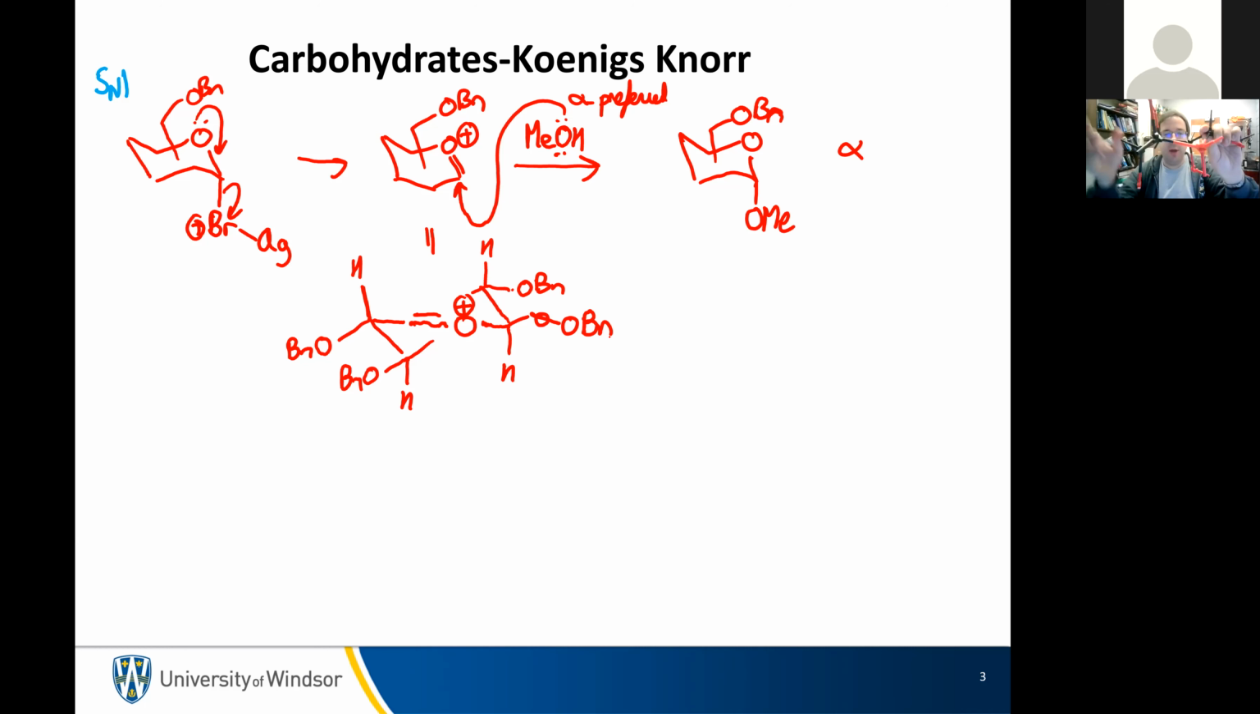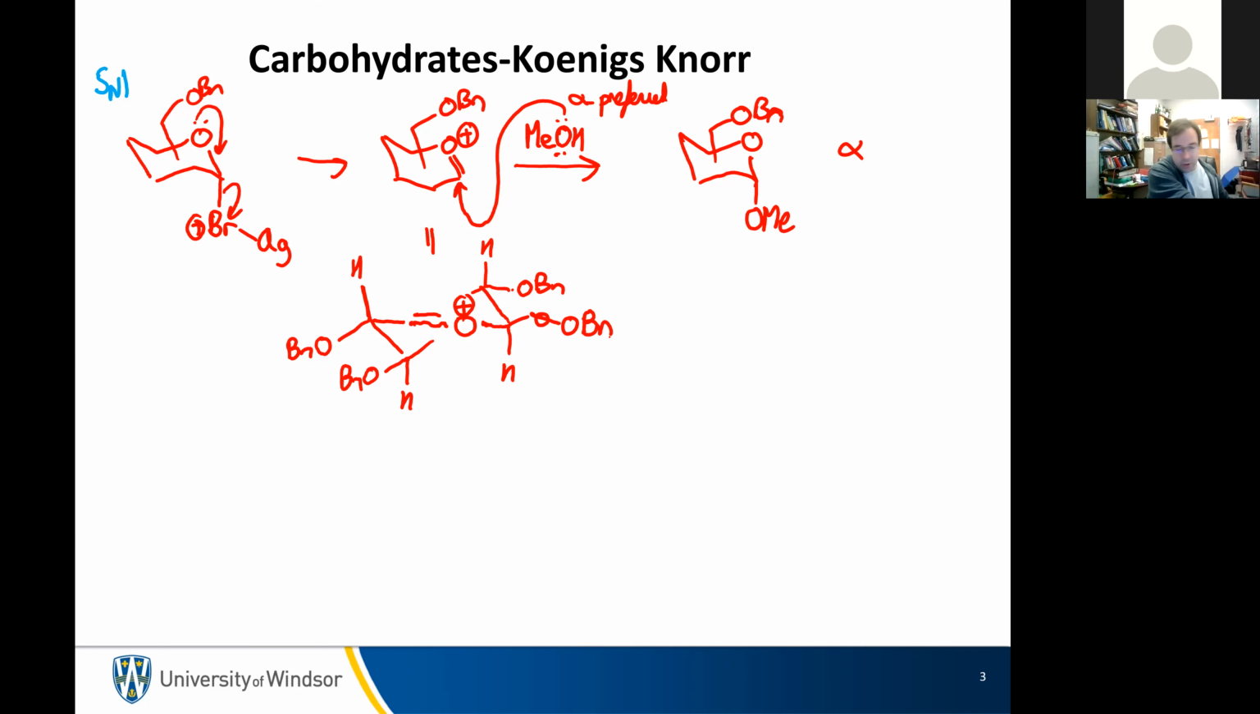The chair conformation you're going to make if you attack this beta is the bad chair conformation, where I ripped the wrong bond, where everything is axial. So to get the beta, you need to go through the twist boat that leads to the everything-axial chair, which is difficult to make because it's really high energy.